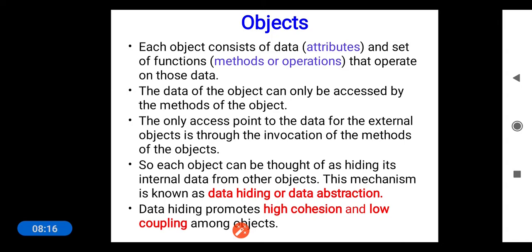Do you remember what the advantage of high cohesion and low coupling is? It leads to the understandability of a design process. So data hiding helps us to have high cohesion and low coupling among the objects. Indirectly it is leading to understandability. If the design process is understandable, then obviously it can be easily implemented.